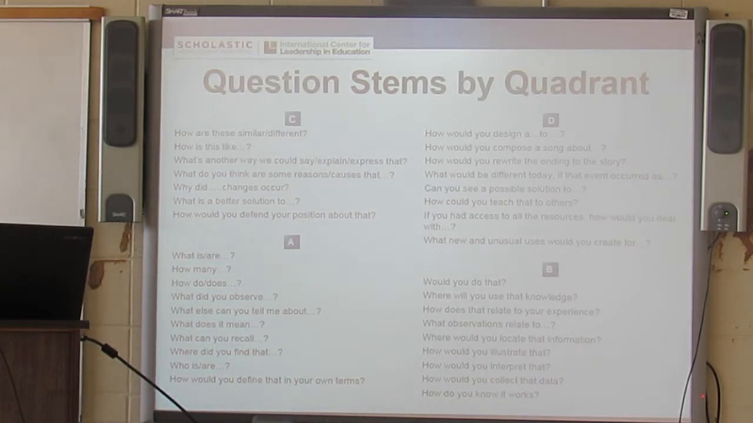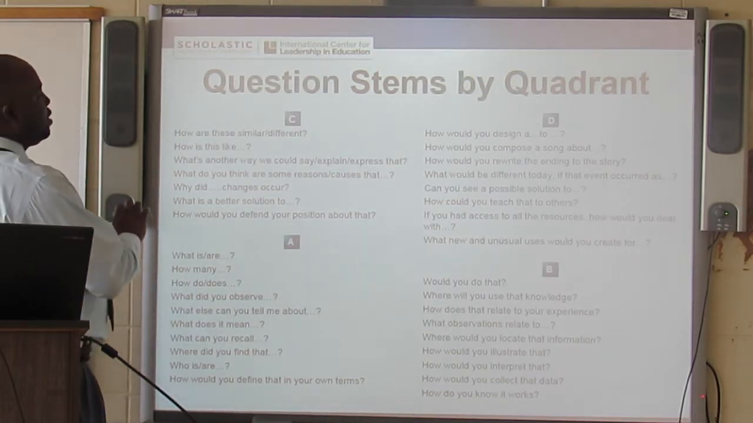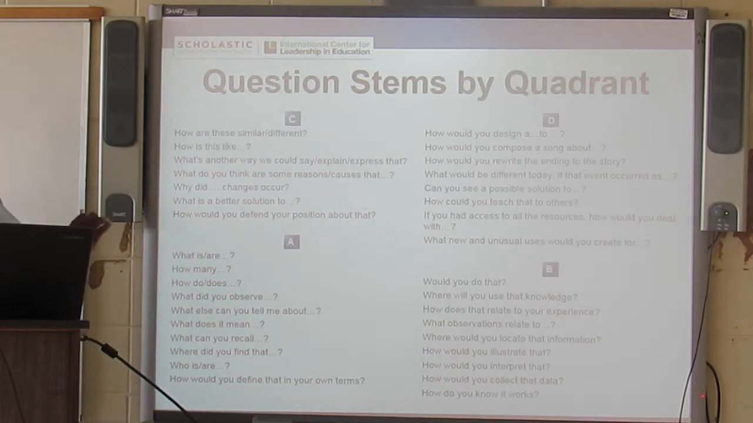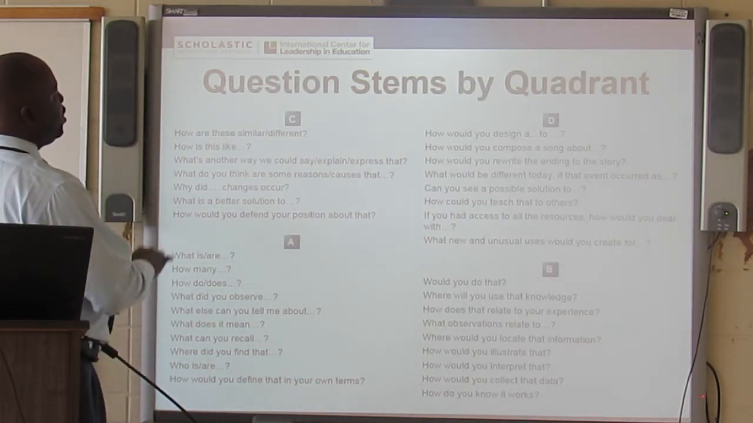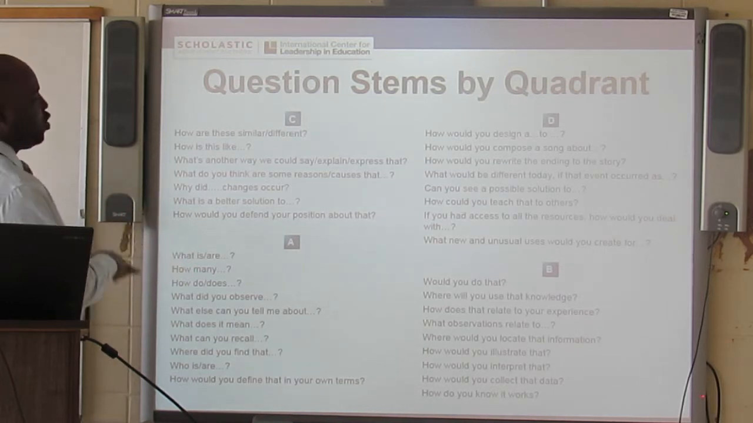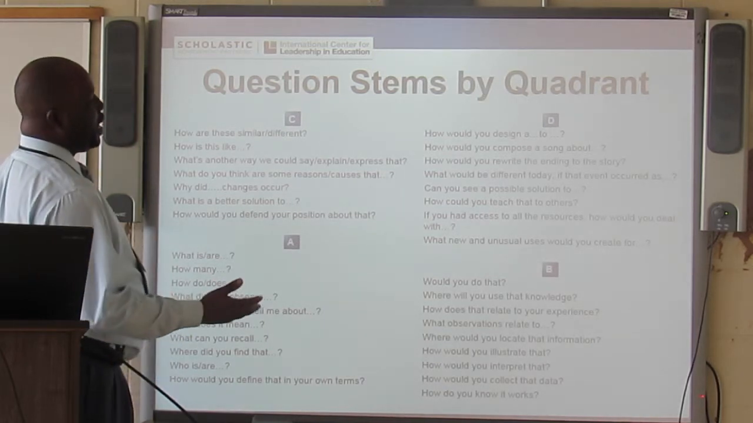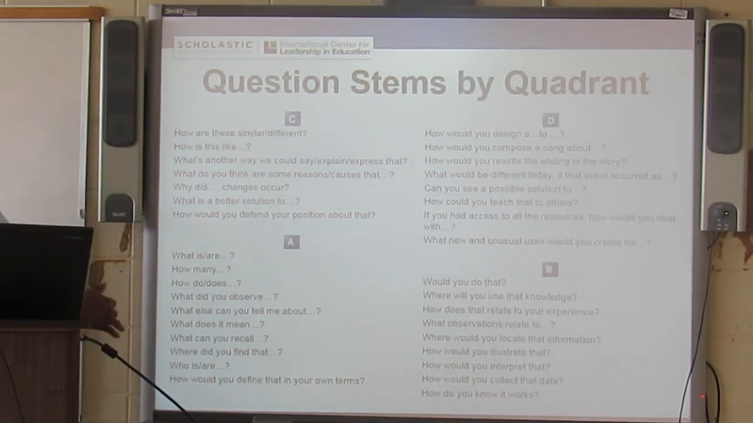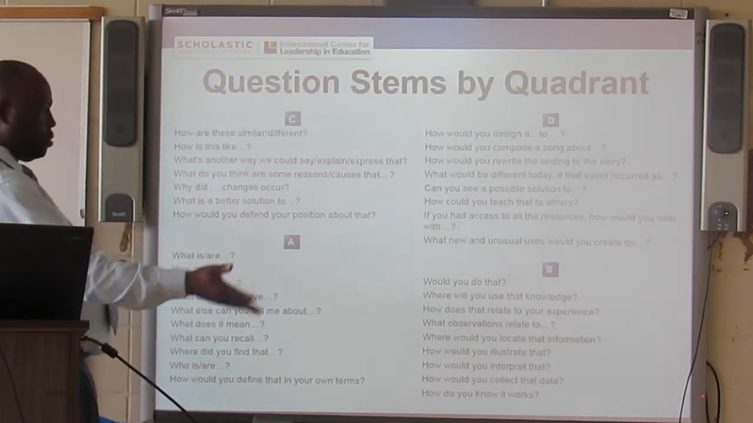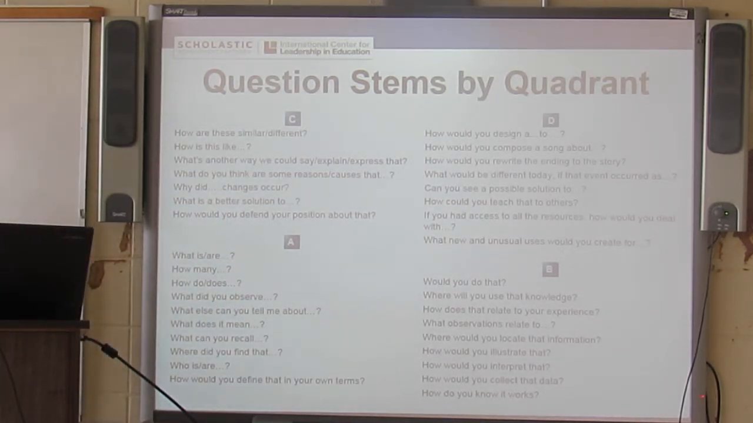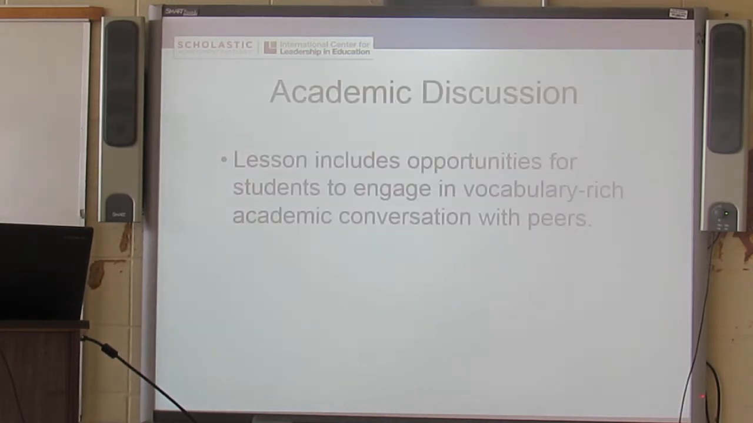All right, move from B to C. How are these similar, different? How is this like? What's another way we could say, explain, or express that? Then move into the last quadrant, which is D. How would you design a blank to blank? How would you compose a song about blank? Under the academic discussion, lesson includes opportunities for students to engage in vocabulary-rich academic conversation with peers.